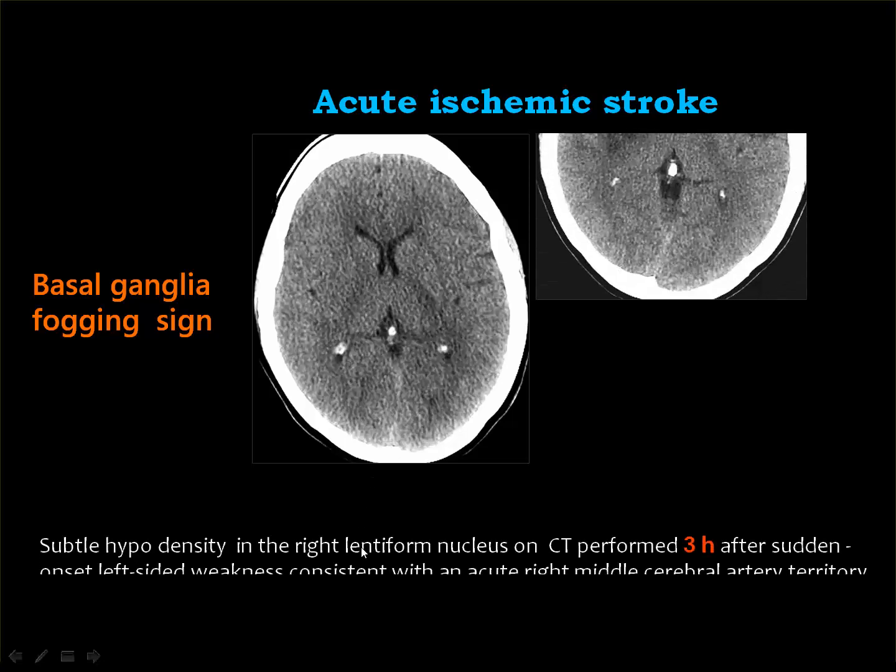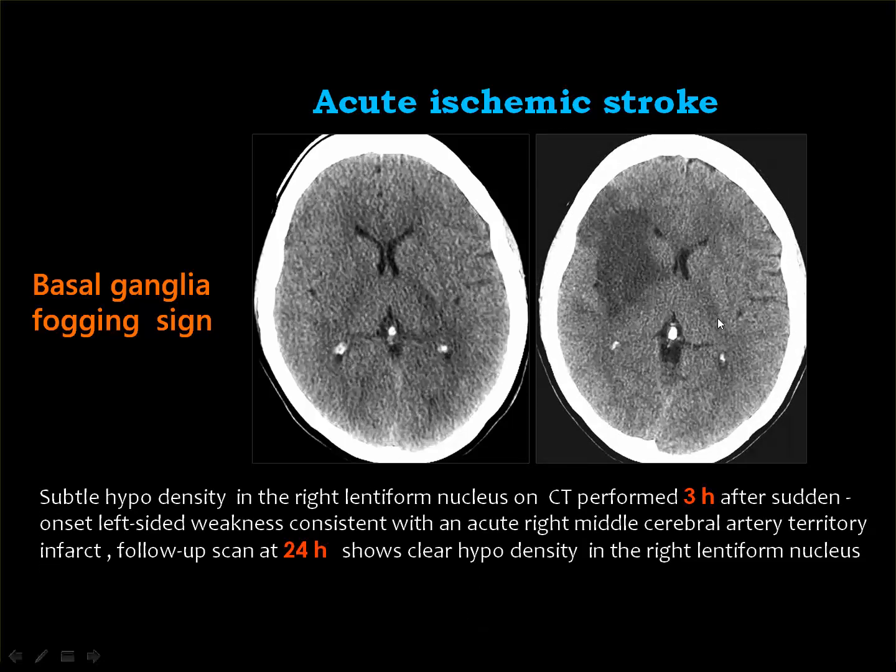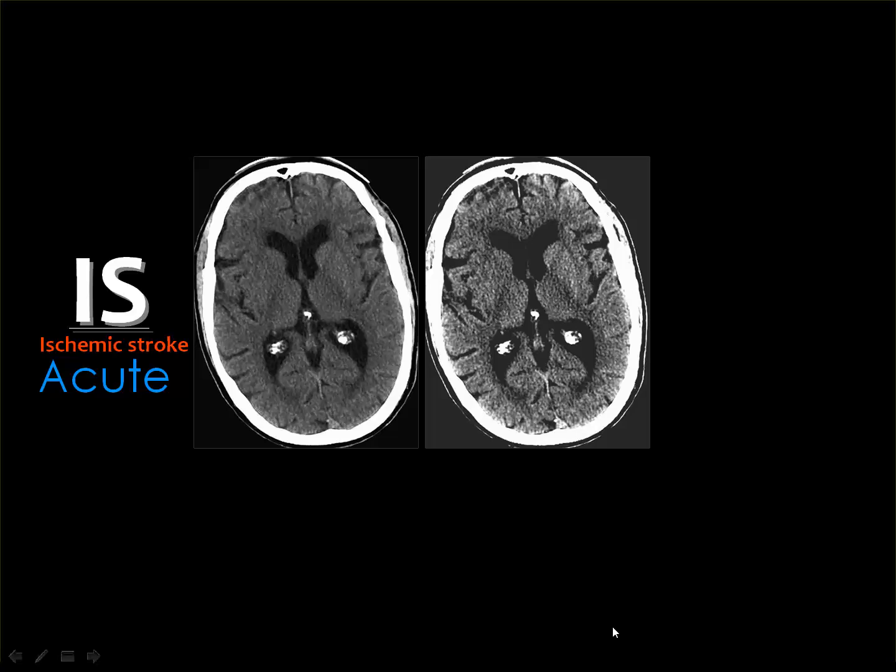Right. Very good. This is right. And this is the follow-up after 24 hours, and you got a hypodense area at the site of what looks like the basal ganglia, the fogging sign. And sometimes when you transfer the patient to the CT unit and you get an almost normal CT scan, then you change the window of the image. This is known as a stroke window.